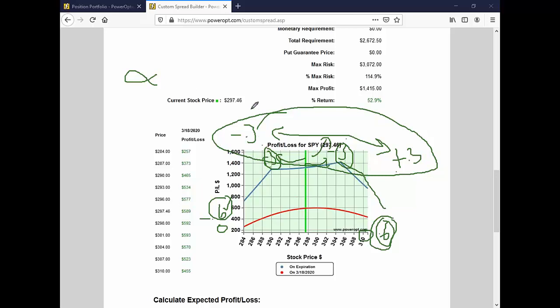But as we saw, if the delta of this near-term short is 0.02, meaning that for a 1-point movement up in the stock price, I'd expect this short put to change by 0.02.